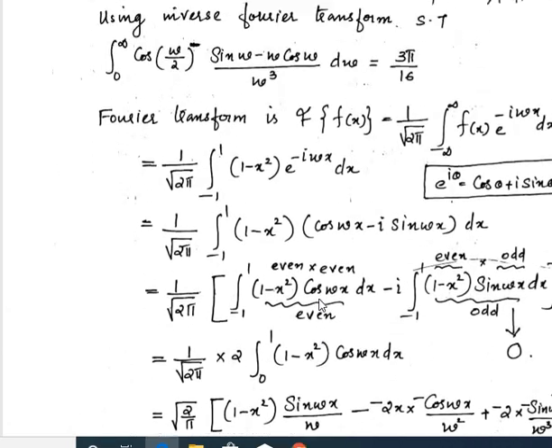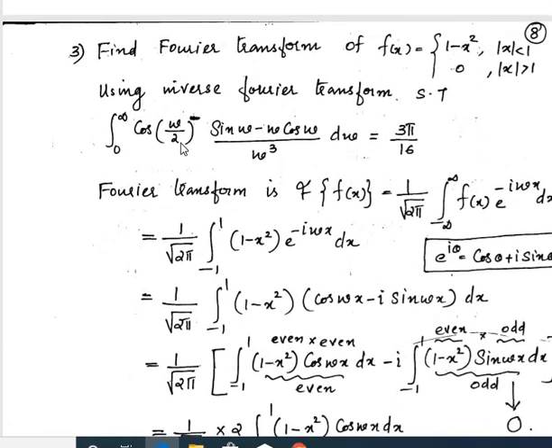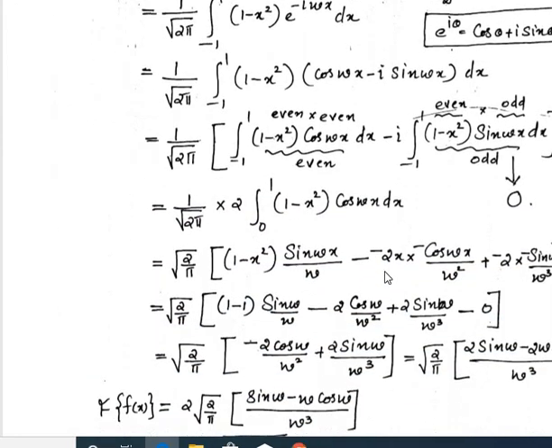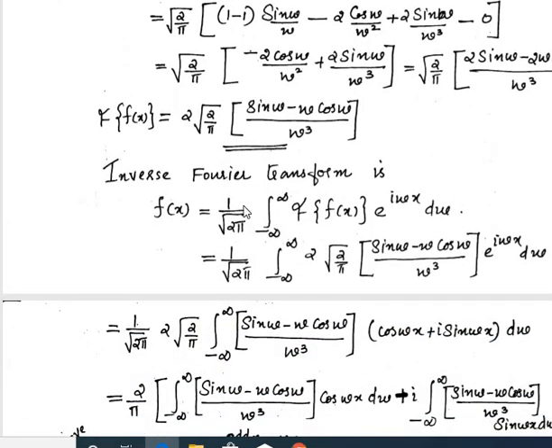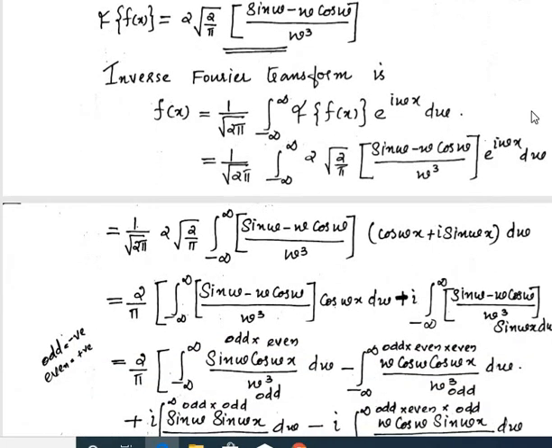And the second part of the question is, by using the inverse Fourier transform, show that this integral is equal to this one. So we write the inverse Fourier transform formula, which is given by 1 by root 2 pi integral from minus infinity to plus infinity f of x e raised to i omega x d omega. So substitute the Fourier transform obtained here in this formula. So it becomes 2 root 2 by pi, sin omega minus omega cos omega by omega cube, e raised to i omega x d omega. Again, as in the earlier part, write this e raised to i omega x as cos omega x plus i sin omega x.